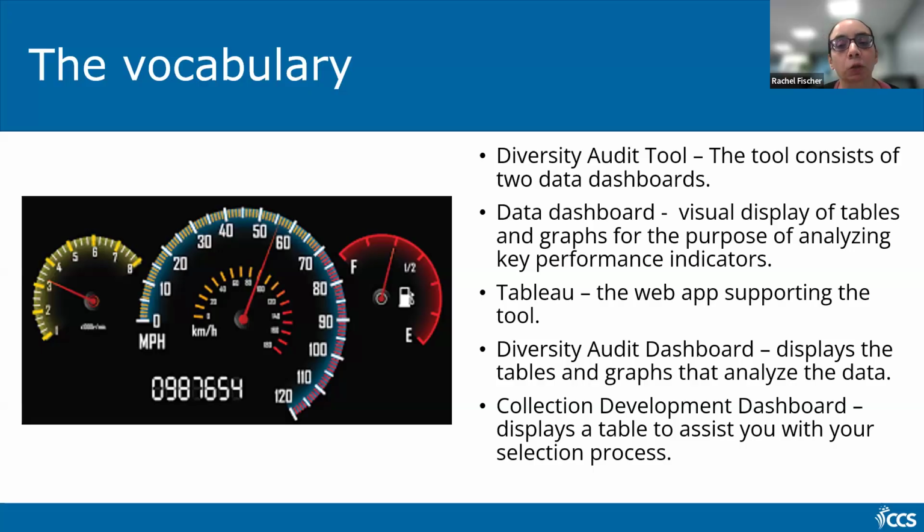So the tool consists of two data dashboards. A data dashboard is a visual display of tables and graphs for the purpose of analyzing key performance indicators or statistics. It's called a dashboard because the construction of the different tables and graphs is reminiscent of the way a car's dashboard has different sections that display different indicators.